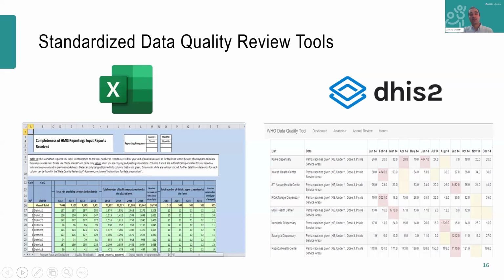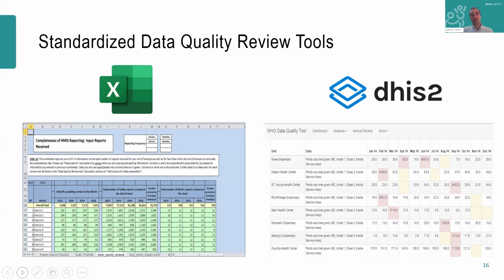And while this Excel tool was developed for the purpose of conducting cross-cutting desk reviews of data quality across multiple program indicators, it can also be used to conduct program-specific desk reviews of data quality that only look at, for example, the WHO recommended indicators for MNCAH.